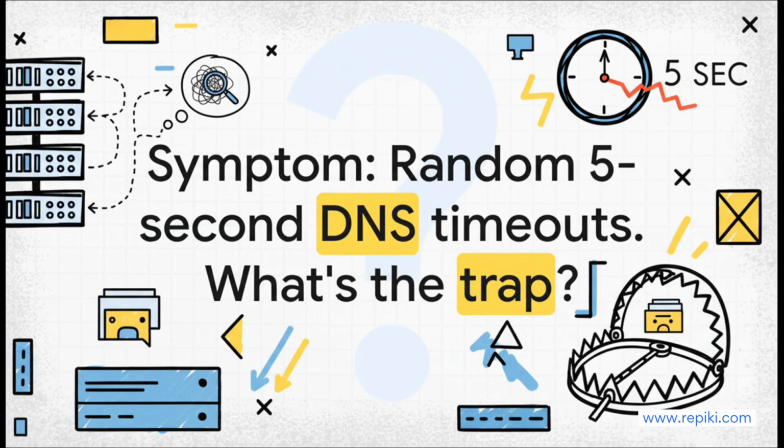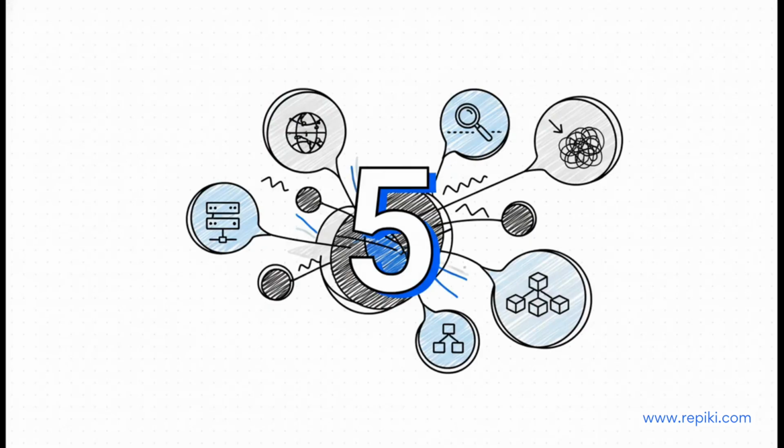Okay, let's talk about a really sneaky one. This one will drive you absolutely bonkers. Everything seems fine, but every so often you get these random DNS failures, and they always last for exactly 5 seconds. It feels like a weird network hiccup, right? Nope. It's a classic configuration trap. And the culprit is this little number, 5.